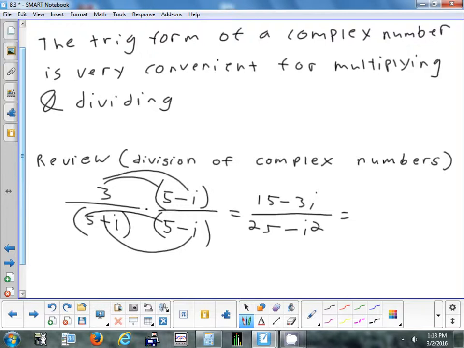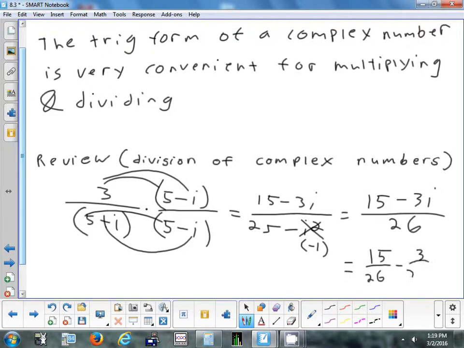All right, but now we're still not done. We have to deal with this i squared. What's i squared? Negative 1. Right, so it's 25 minus i squared, or 25 minus negative 1. Okay, so in the top, we've got 15 minus 3i. What's 25 minus negative 1? 26. But now we're still not done. We have to separate it into real part and imaginary part. So 15 over 26 minus 3 over 26 i.